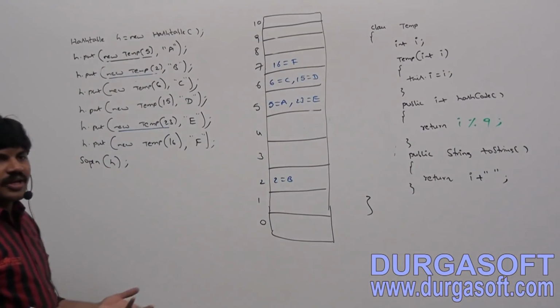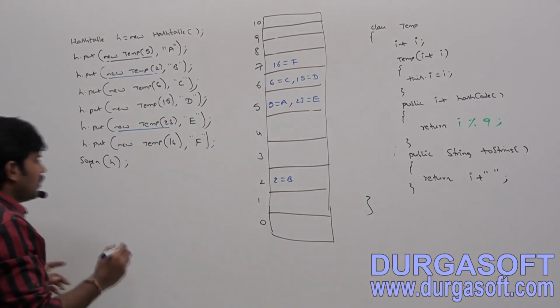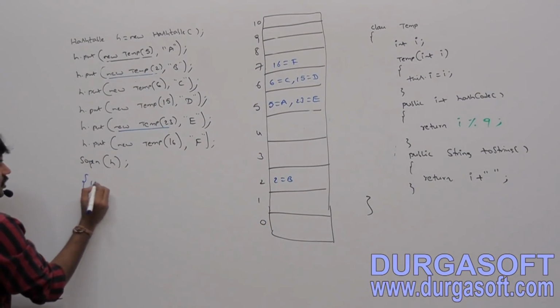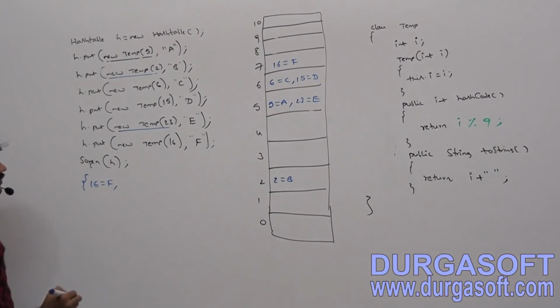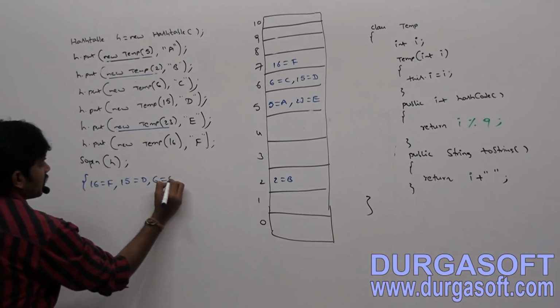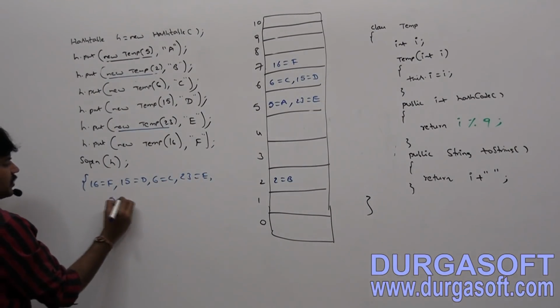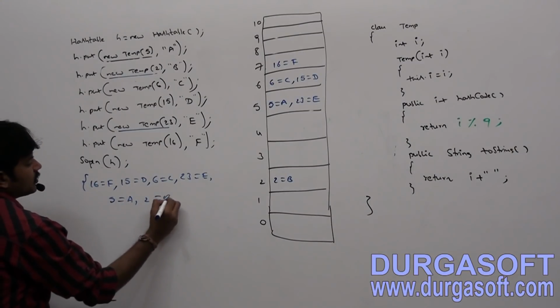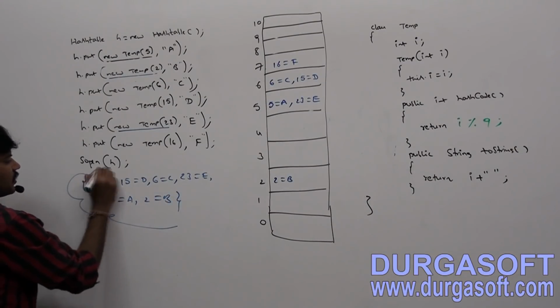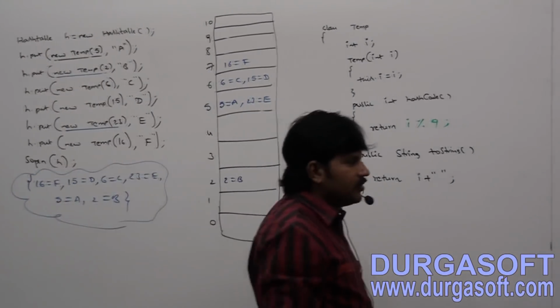Are you getting? Now can you tell what is the output? From top to bottom, from right to left: 16 = F, 15 = D, 6 = C, 23 = E, 5 = A, 2 = B. Sir, is it correct or not? Let me execute this one. Are you getting? Here, just observe.